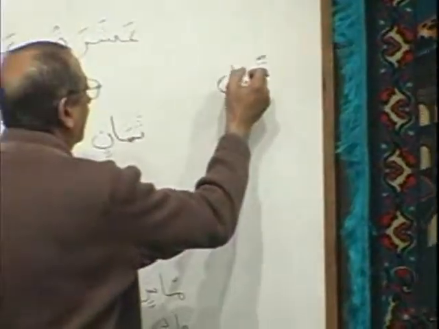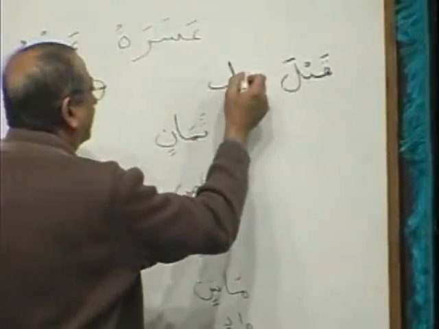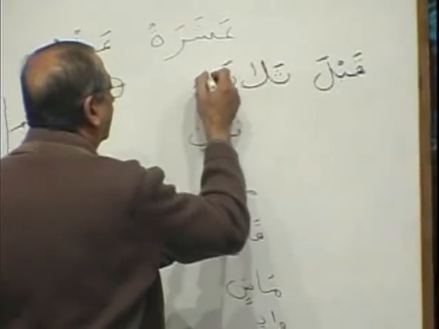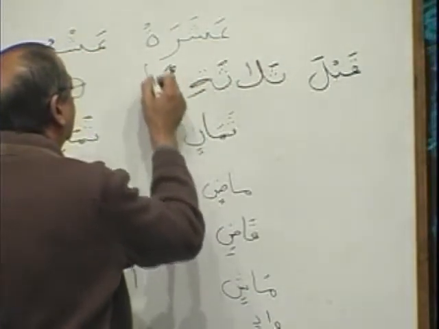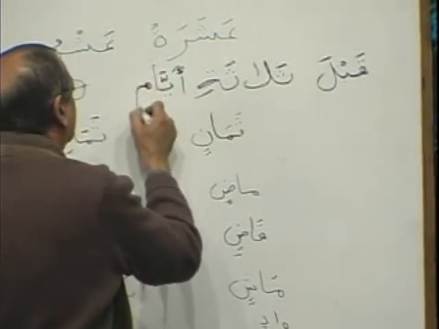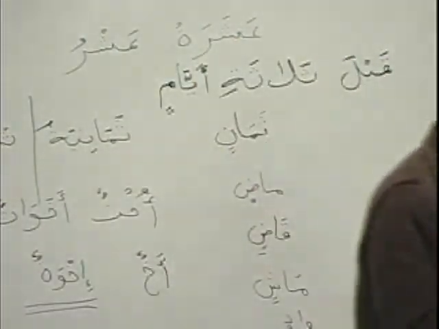Qabla. Look at it carefully, brother. What is qabla? Zarf. And then thalathati is mudaf, and ayyamin is mudafilehi. Clear? Alhamdulillah. Okay, brother.